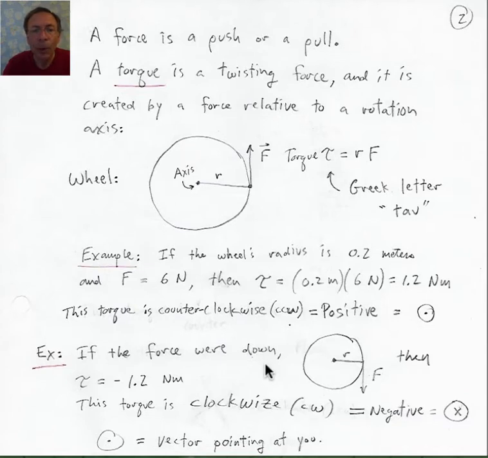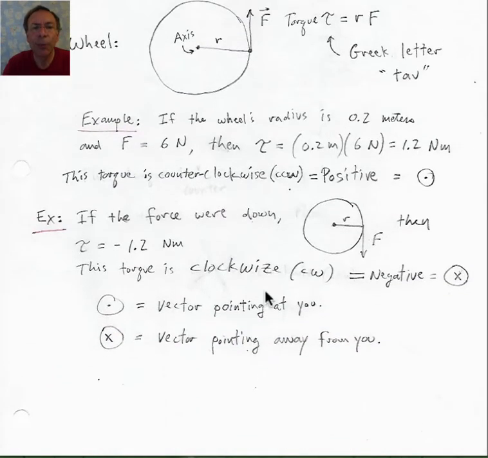Okay. What if the force were downward? Same wheel, but the force is downward. Now the torque is negative 1.2 Newton meters. And that's because the twisting action is clockwise. So the torque vector is pointing, by the right-hand rule, away from you. Okay.